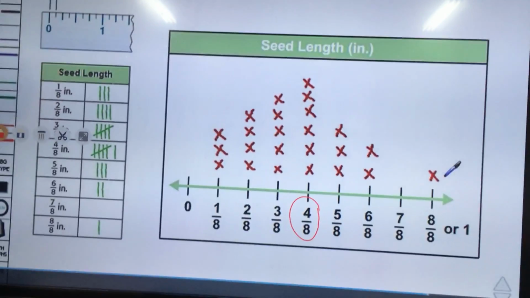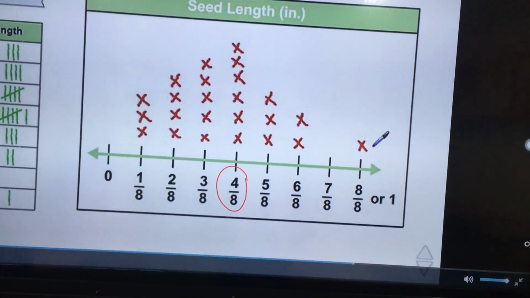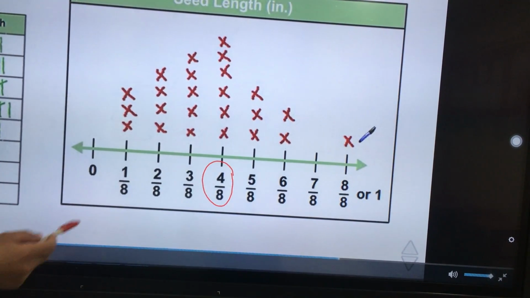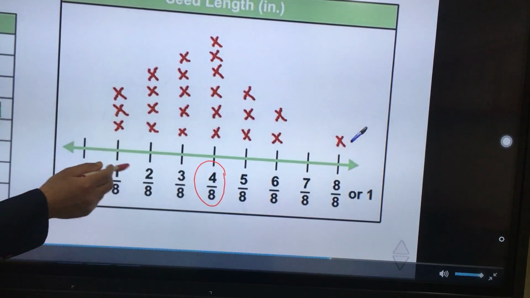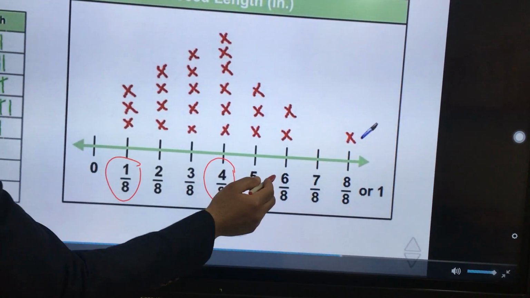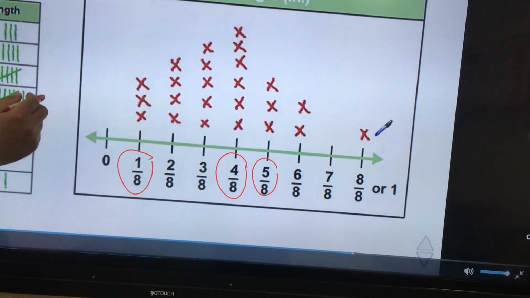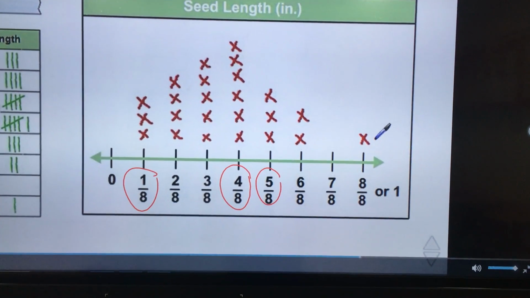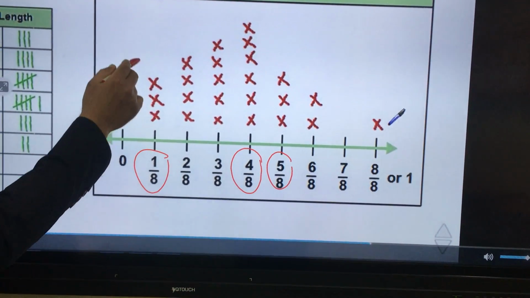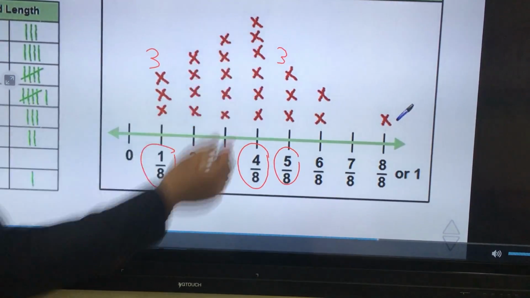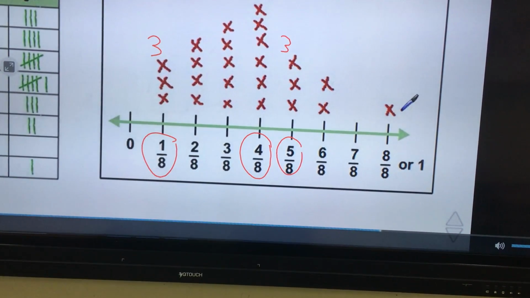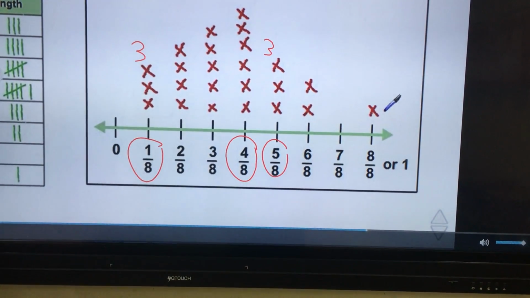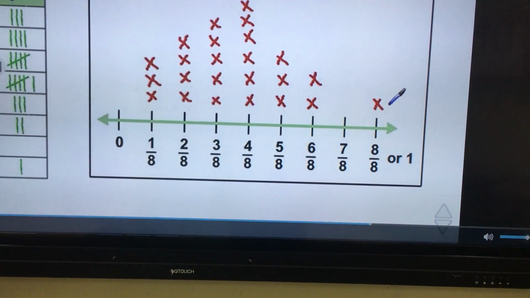Another question: which are equal in length? There is 1 out of 8 and 5 out of 8. Yes, both of them have how many? And someone else? How many each one? There are 3 for each one. Alright, there is 3 here and also 3 here, meaning they are the same. Okay, now back to the video.